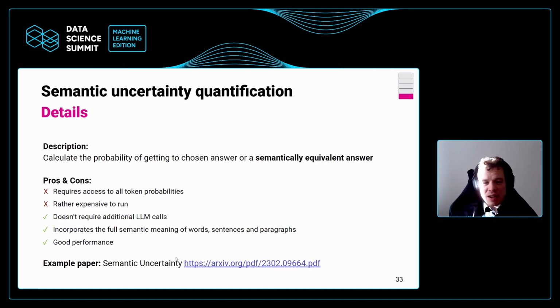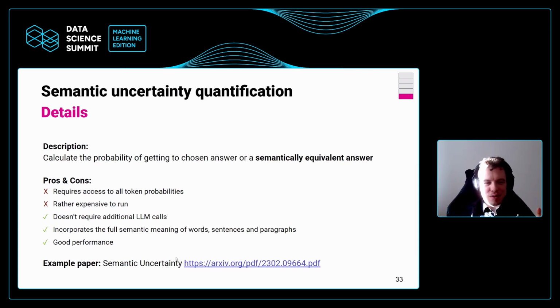Which also means that it is rather expensive to run, because even though we can only use it with open source LLMs, we'll need to get all those token probabilities, and then we'll have to also compare those. And we'll need to build this exploding exponential tree of possible answers. Good thing is, though, it doesn't require additional LLM calls. So for anything that requires super high security and privacy, and you don't want to send your prompts anywhere, then it is definitely a valid idea.